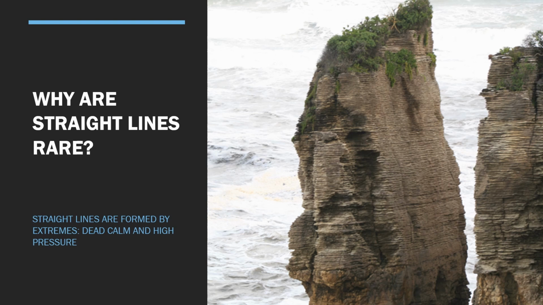In this picture of the pancake rocks in New Zealand, you can see there must have been a period, many periods, of dead calm where the sediments had settled and became rock. And then another inundation occurred and the sediment lay again. They are very rare moments where you will find almost straight lines.